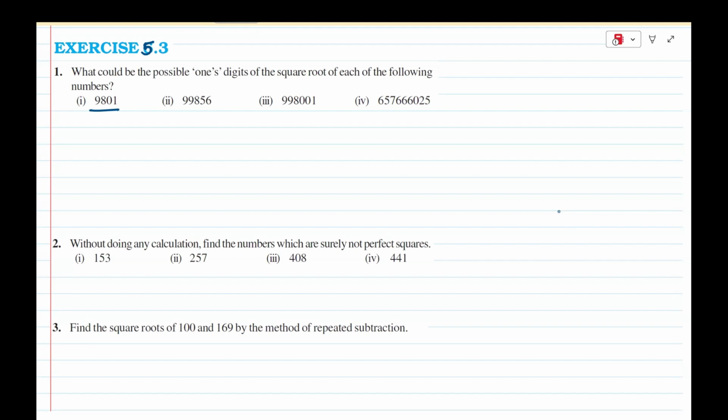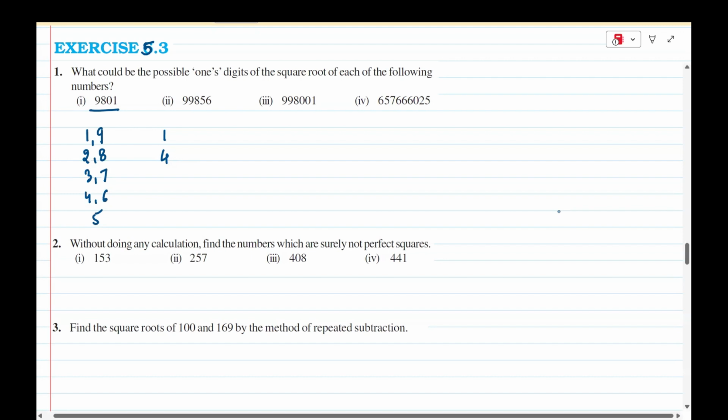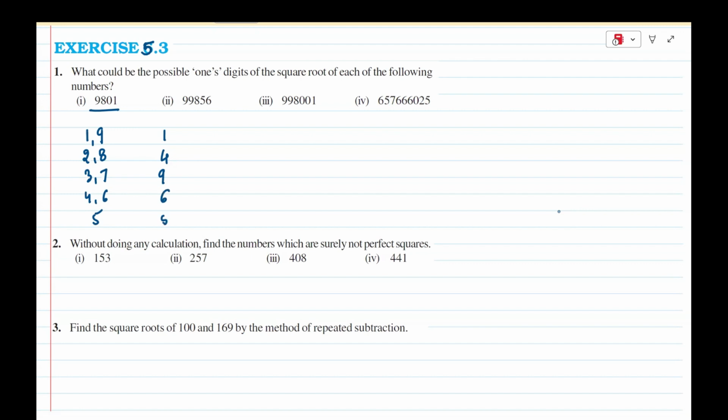There is a method. We have learned that if I square any number whose ones digit is either 1 or 9, the square will contain 1 as its ones digit. If the digit ends with 2 or 8, the square of this number will end with 4. In the same way, we have to see for 3 and 7, 4 and 6, and then 5. A square of 3 and 7 will end with 9. A square of 4 and 6 will end with 6. And a square of 5 will end with 5.